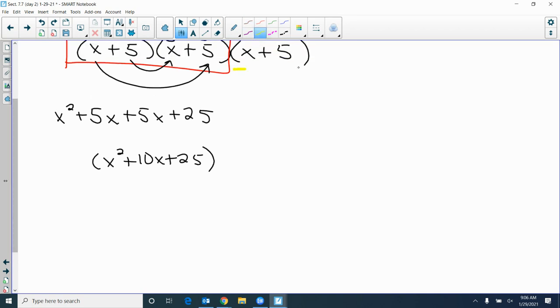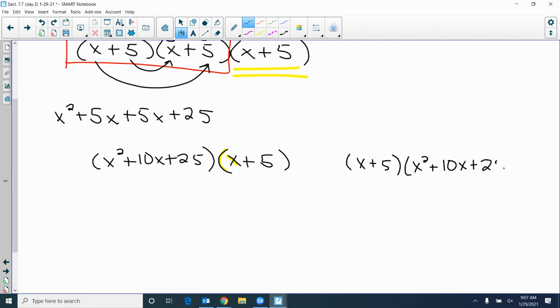All right, now here's your option. You still have this x plus 5. Since we multiplied those 2 first, now we got times x plus 5. You got an option. We can multiply this times this. I'm gonna show you how to do it. Or you can put the x plus 5 in front, and do it either way. This is the way we've been doing this. Let me show you this way on the left, just so you see it.